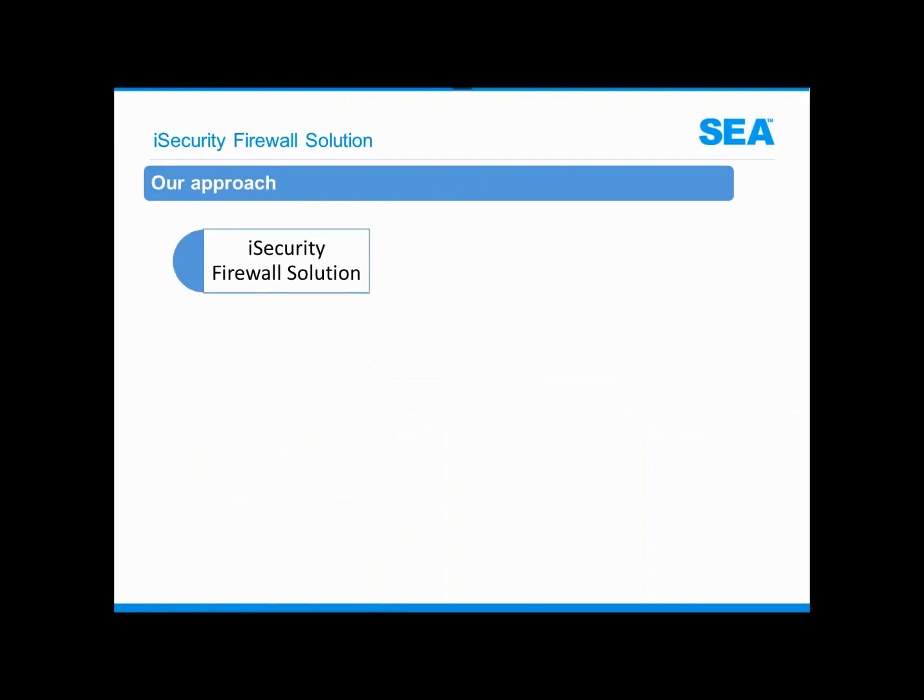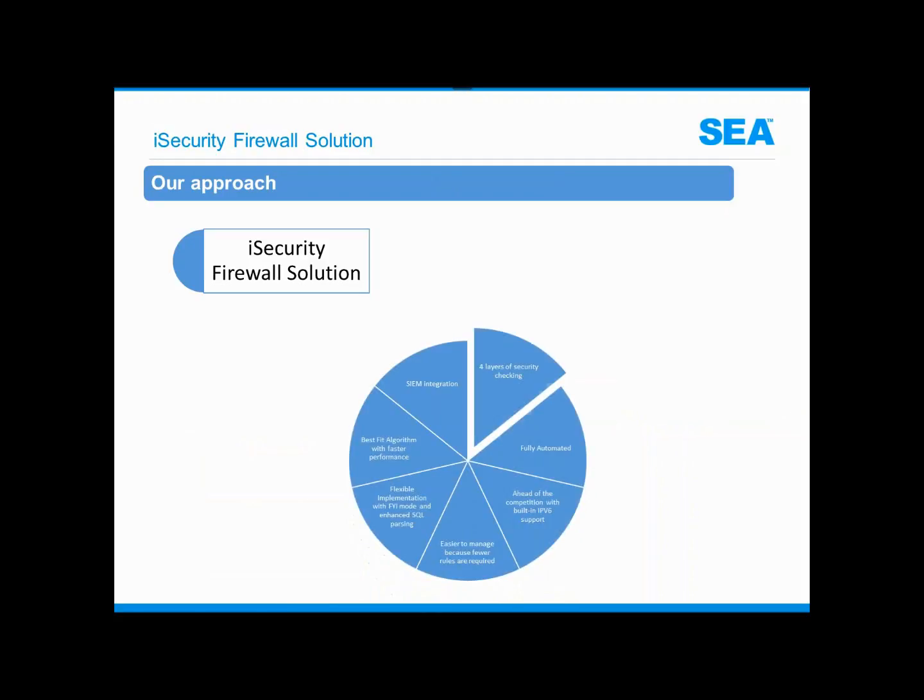making the solution not very cost-efficient for many of the organizations out there. When it comes to our solution, however, iSecurity Firewall, you will find it's a much more complete solution. We have not one layer of checking, we have 4 layers of security checking. It's fully automated, and we're ahead of the competition with built-in IPv6 support. It's a lot easier to manage the rules because there are fewer rules involved, because they're spread over the 4 layers of checking.